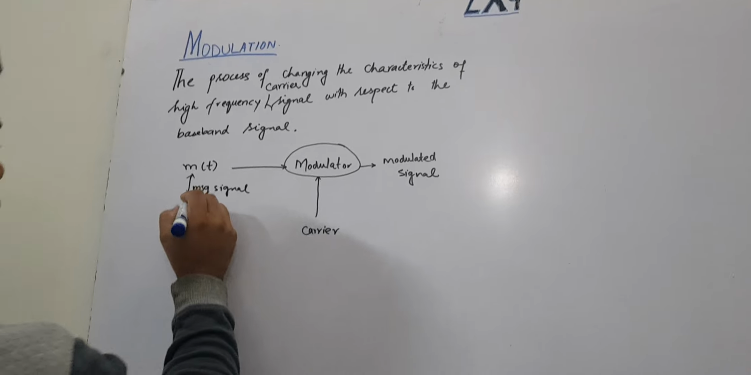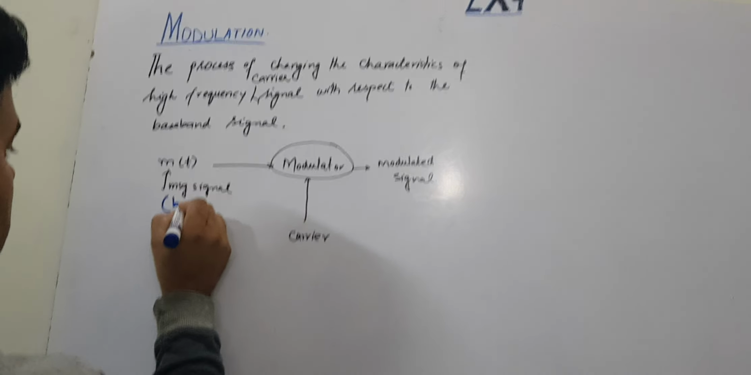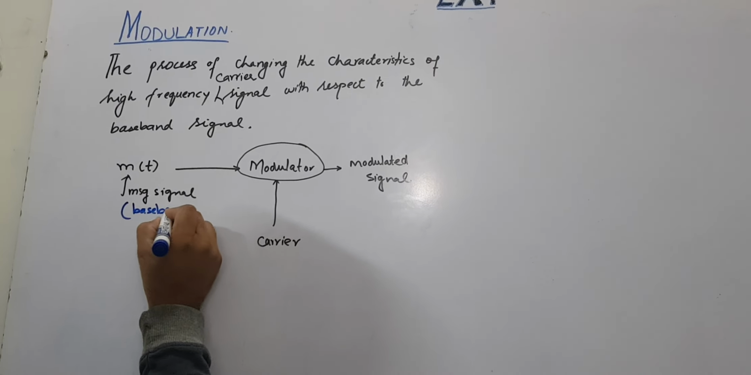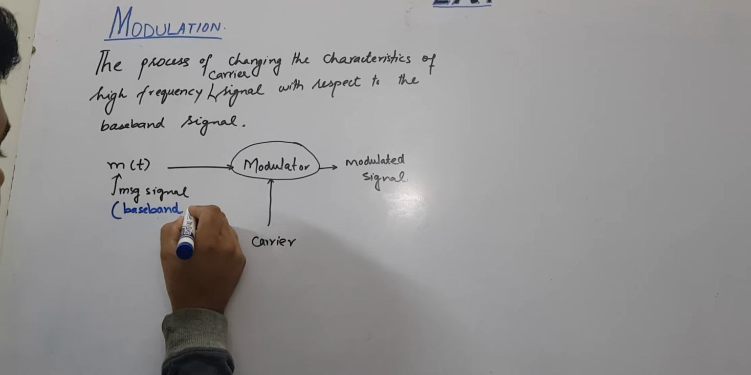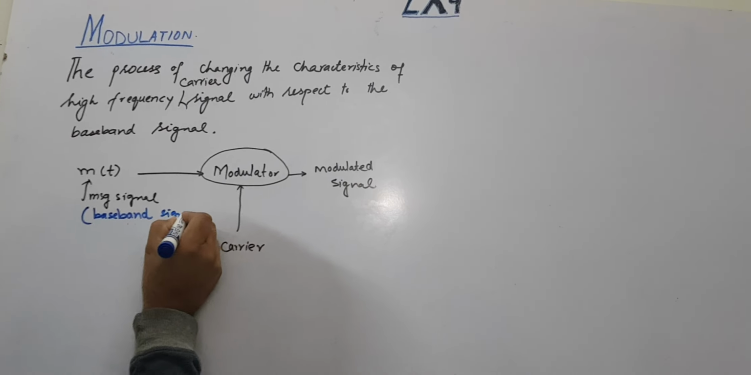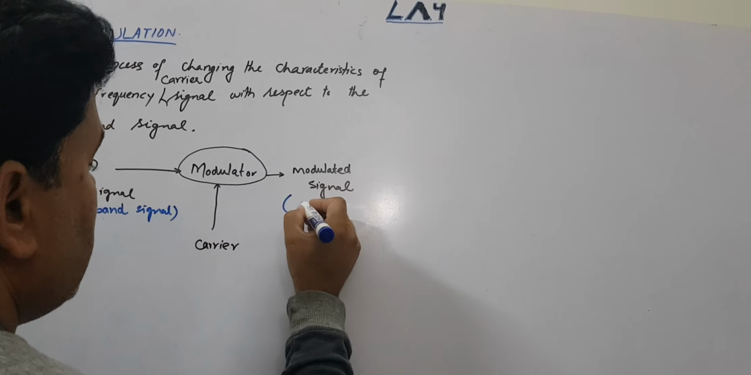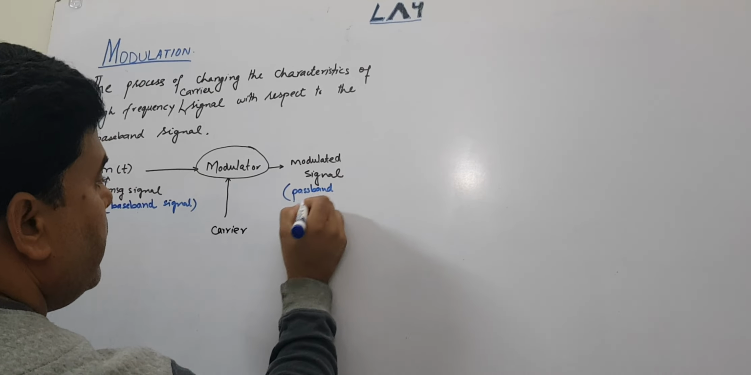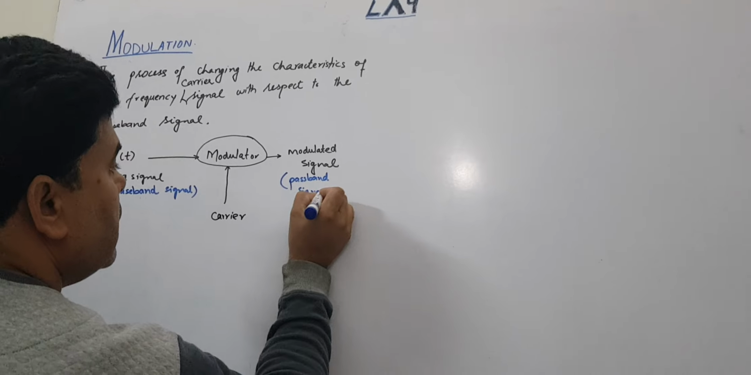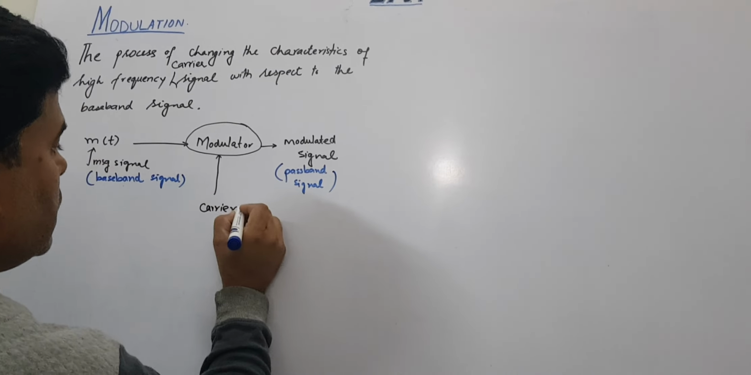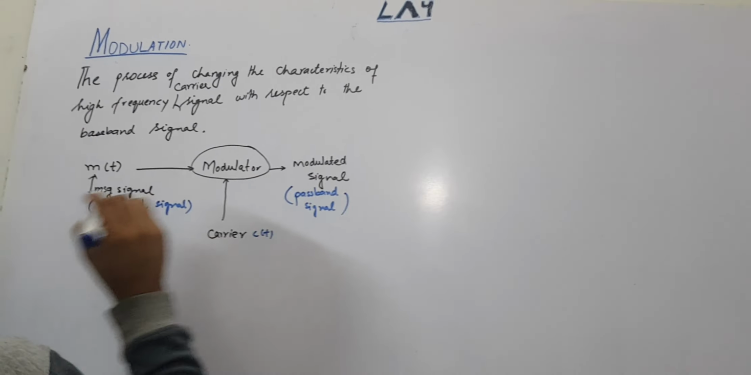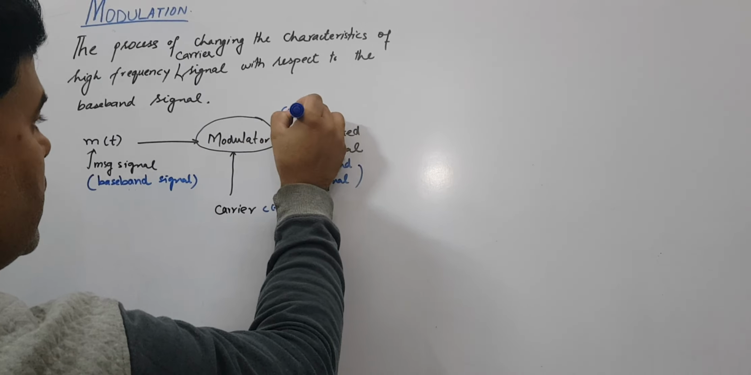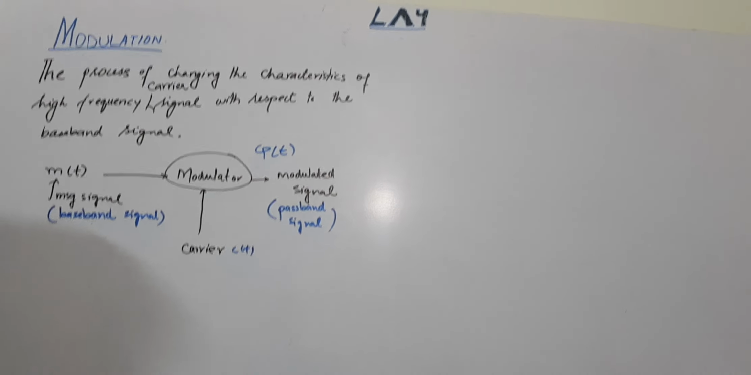This message signal is also known as the baseband signal, and this one is also known as the passband signal. So the carrier is c of t, this one is m of t, and this one is phi of t, that is the modulated signal.